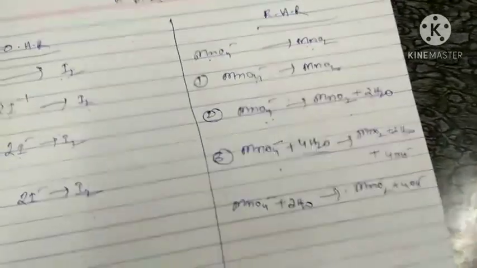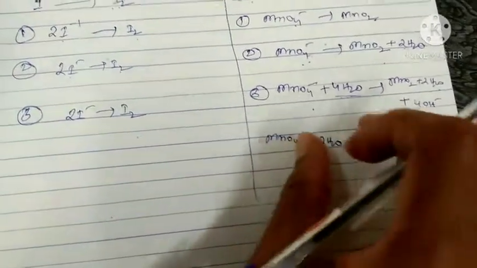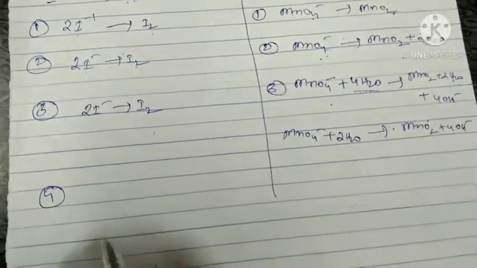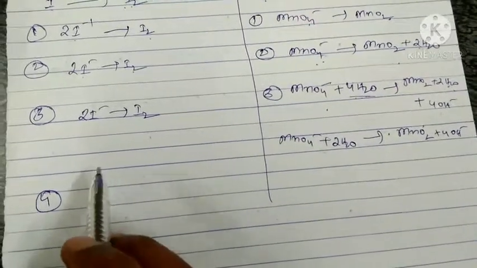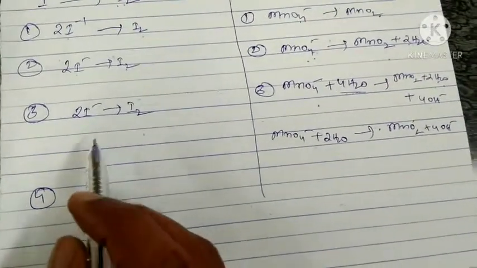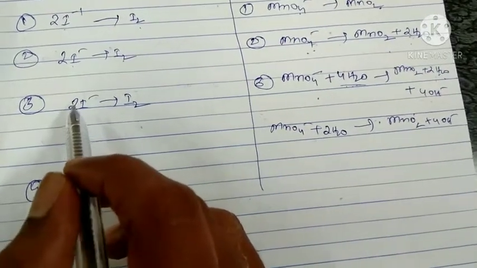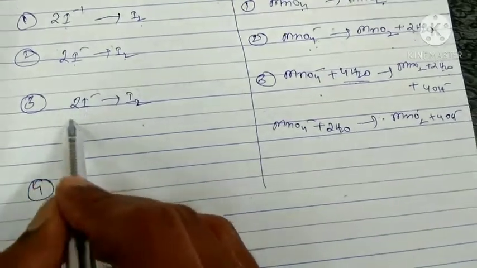After adding OH⁻ n, after writing this, this step will be finished. Then write the fourth step. What is the fourth step? Balancing charges by adding electrons. How should we add electrons? By using charges. Here the charge is how much?